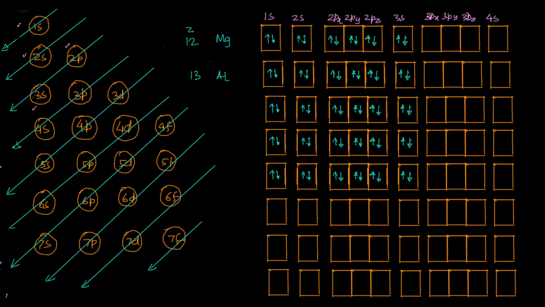Now for aluminum, you see, we are done with this. So now we come here. Now the 3p starts coming up, right? And the first one goes to the 3px, right? Here. Correct? And 14 is after aluminum, you have silicon. So it goes like that, and it goes like that. Next goes to the 3py, and then we have the 15th, we have phosphorus.